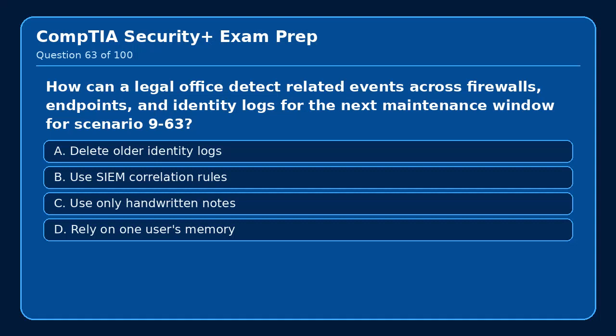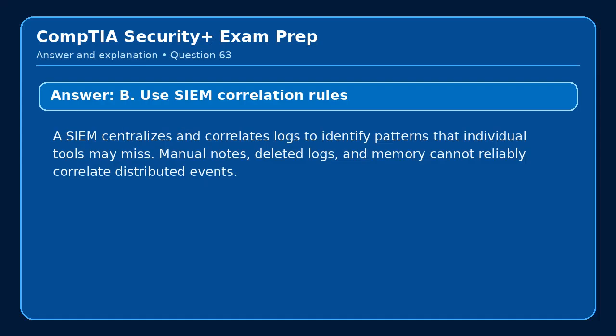The answer is A. Privileged access management with just-in-time elevation. PAM and just-in-time access reduce the time and scope of privileged exposure. Permanent broad rights, shared passwords, and no approval weaken accountability and control.